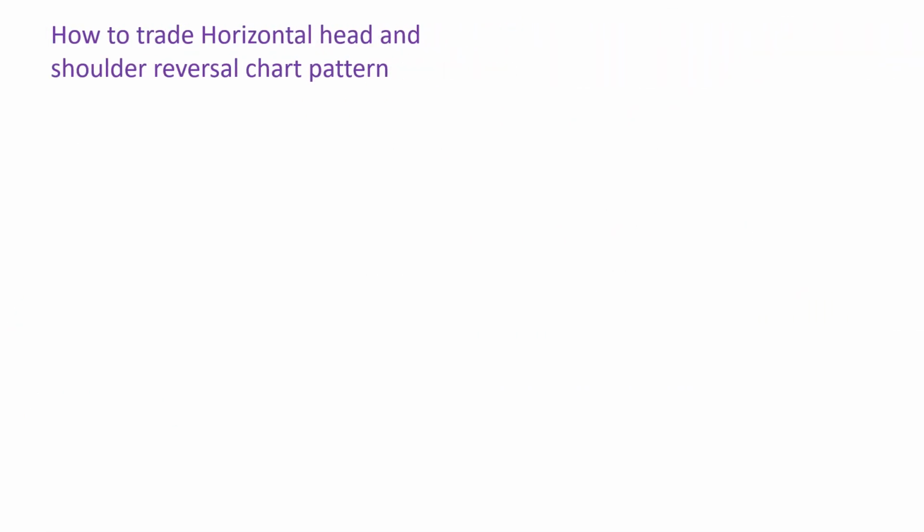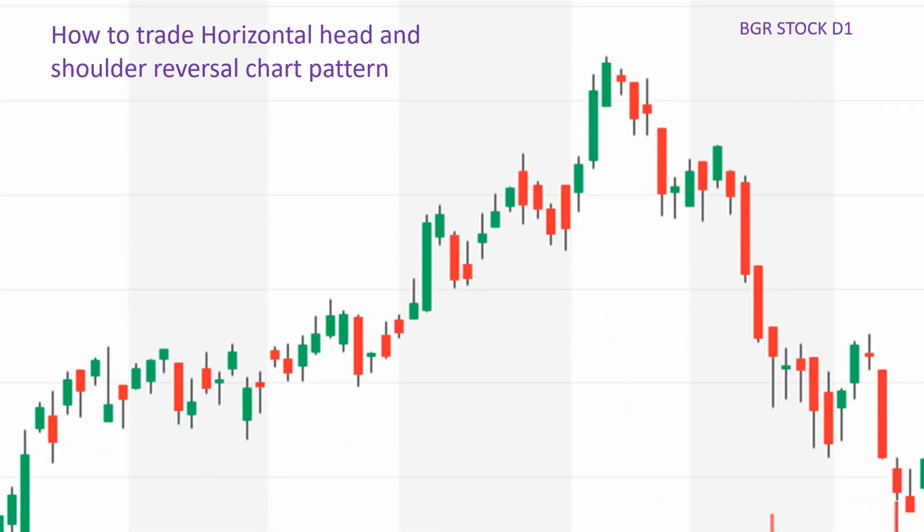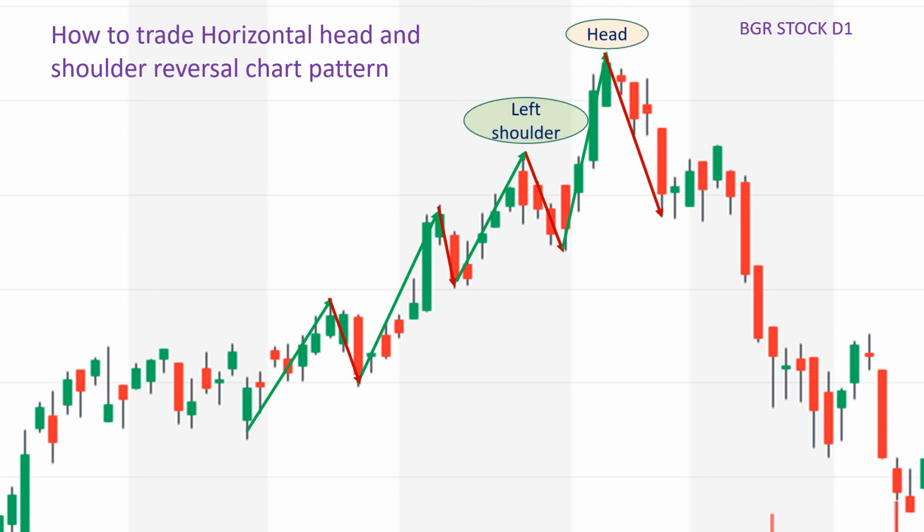How to trade horizontal head and shoulder reversal pattern. This is the price trend, BGR stock, D1 time frame, Yahoo Finance. You see the price is trending higher and making higher swing highs, and the pullback is making higher swing lows all the way up. And as a result, the left shoulder and the head are formed. And look at this trend. This is a higher high, which is higher than the previous one. And this is a higher low, which is higher than the previous one. That is the characteristic of an uptrend.